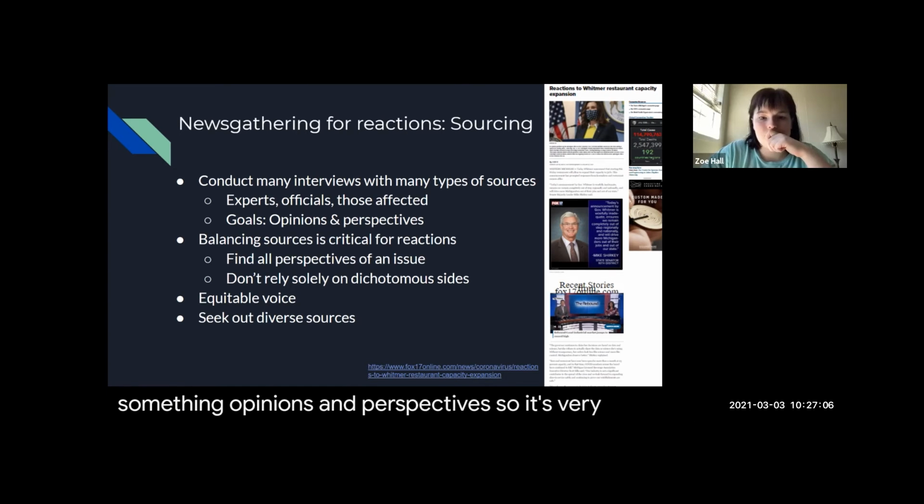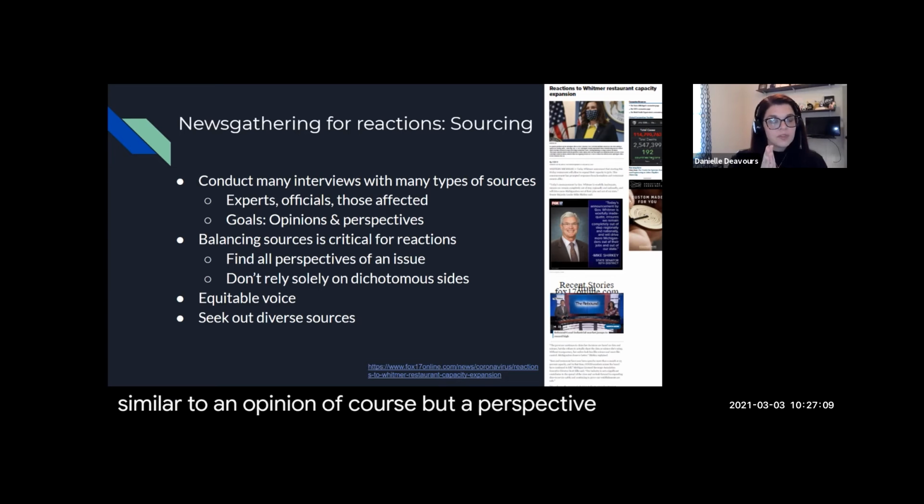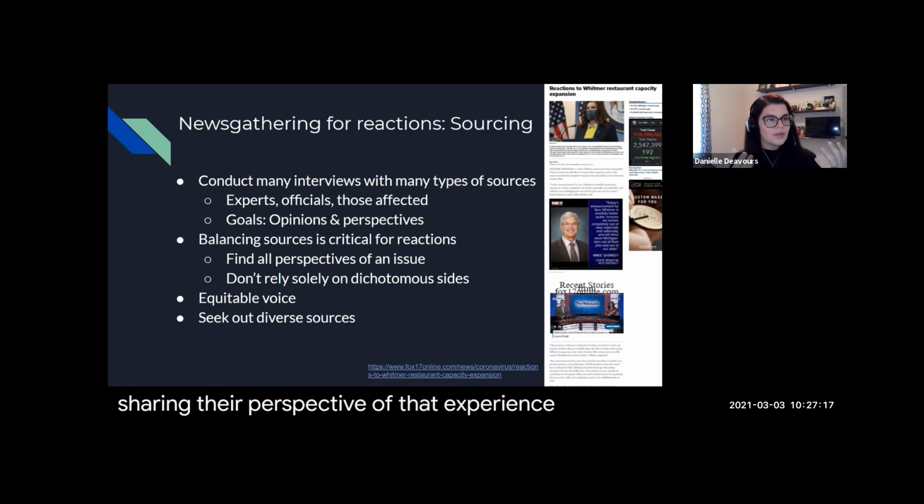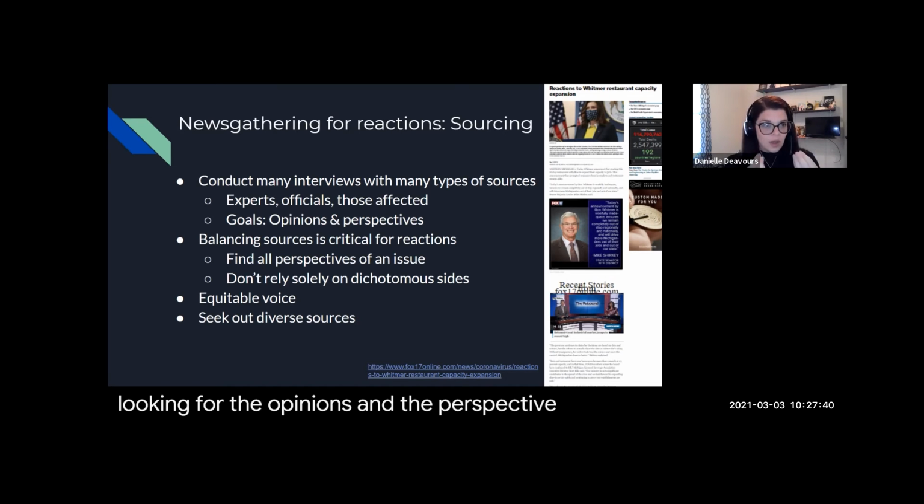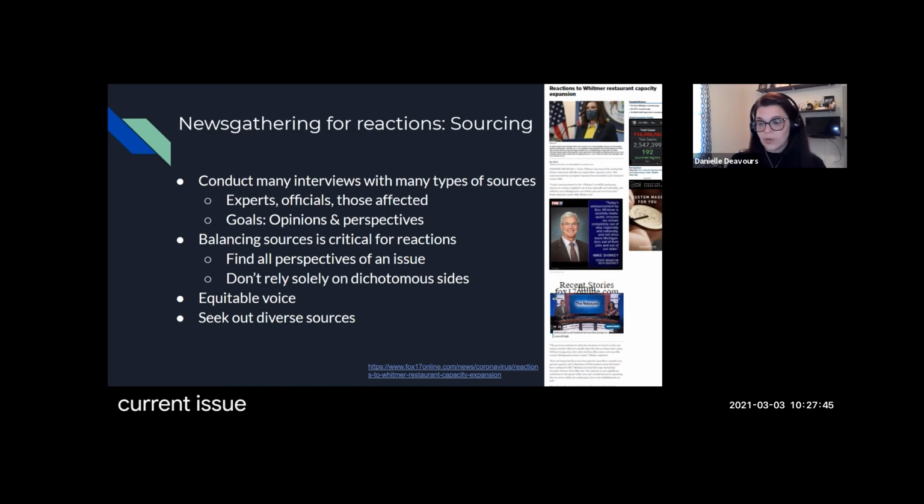So it's very similar to an opinion, of course, but a perspective comes from personal experience. So you're talking to someone who has experienced something and they're sharing their perspective of that experience, as opposed to an opinion, which just relies on that feeling. So very good. That's the primary reason that we would want to use sources for reactions as well. We need some expertise a lot of the times for complex issues. We need the emotion to make it interesting for our readers. But most importantly, we're looking for the opinions and the perspectives of those people who are affected by whatever event or current issue we are writing about.